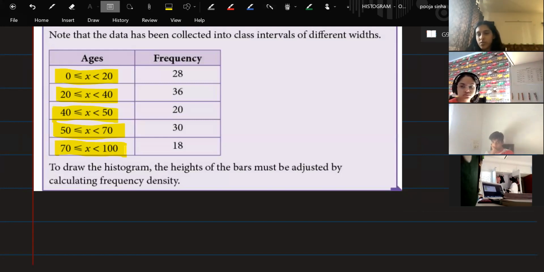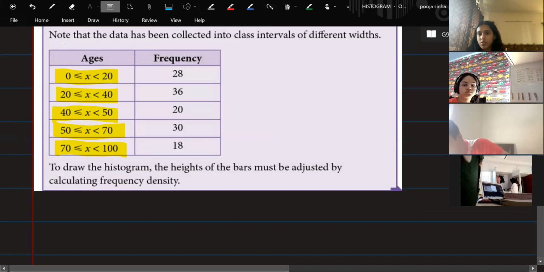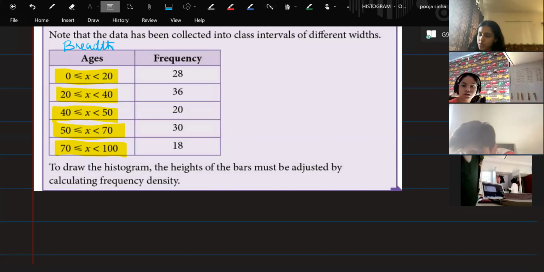Now, what do we know? This width is going to act like breadth. And the frequency is going to act like what? The frequency, what did we learn? Kyra, what did we learn? Frequency is the area. Very good. Frequency is the area.